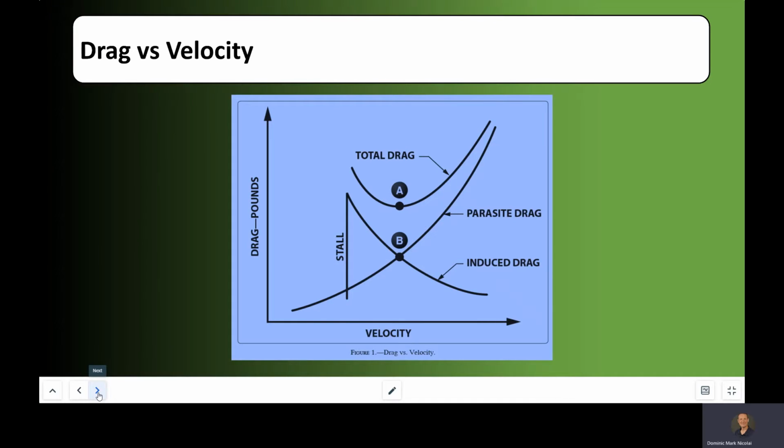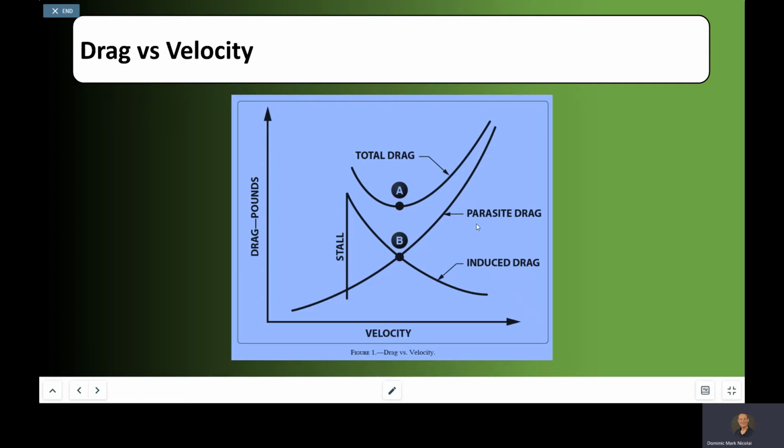Looking a little bit more into now drag. Kind of talked a little bit about it with that angle of attack. We got to think about, why do I get drag when I'm producing lift? So just a quick review, our two types of drag.